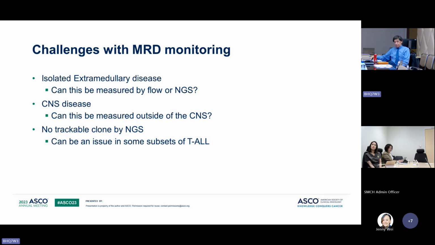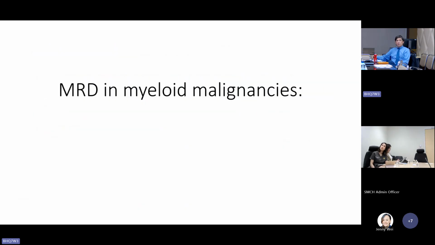And in ALL, these are questions that were raised: what if you have isolated extramedullary disease? Like if you had CSF disease, CNS disease, how effective is MRD monitoring in that setting? I don't know. Or if you have a mediastinal mass, I don't know. And also importantly, what if your clone can't be tracked with your next-gen sequencing? Then you depend on flow cytometry, or until we trust our tools for next-gen sequencing of T-cell receptor, which we're not there yet. So moving on then to myeloid malignancies.